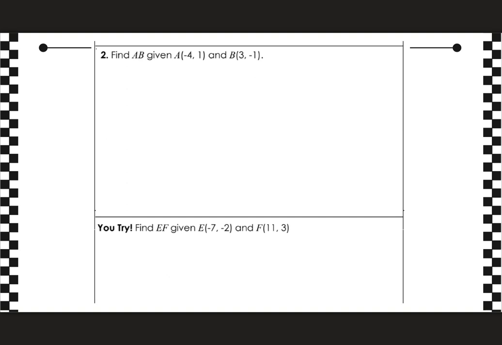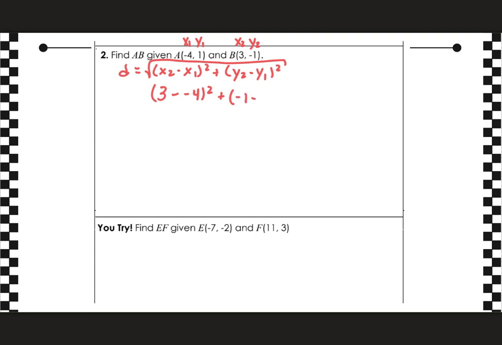So if you have just the 2 points, you can label them x1, y1, x2, y2, and plug them into your formula. So your distance formula is the square root of (x2 minus x1) squared plus (y2 minus y1) squared. So I'm just plugging those numbers in. So I'm going to do 3 minus negative 4, squared, plus negative 1 minus positive 1, squared.